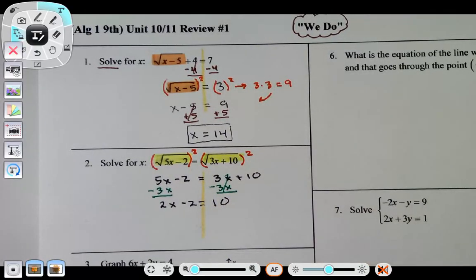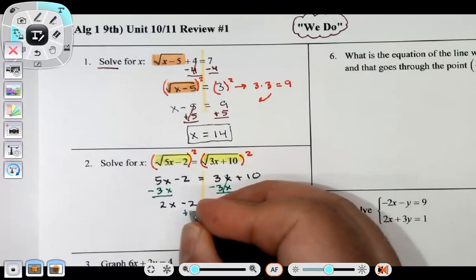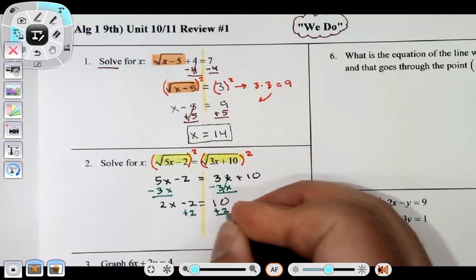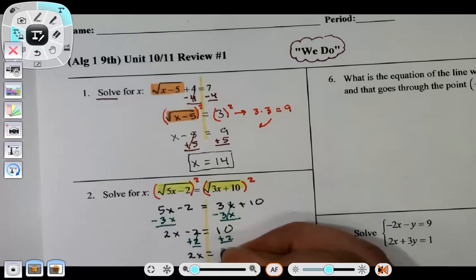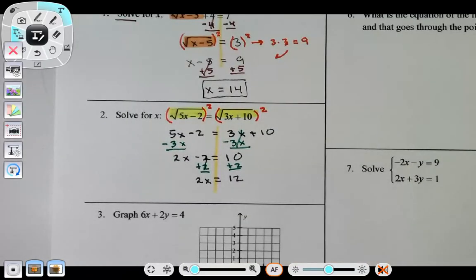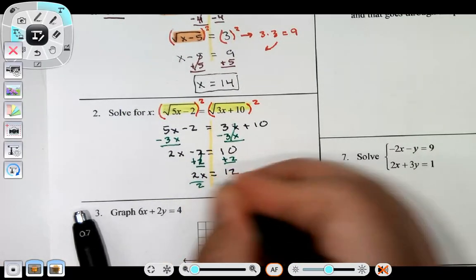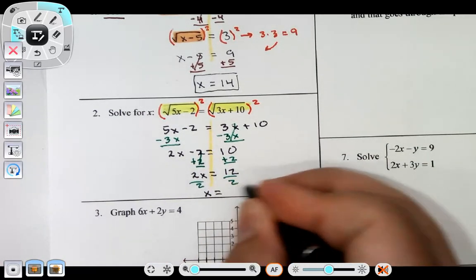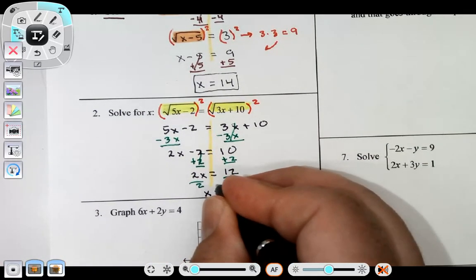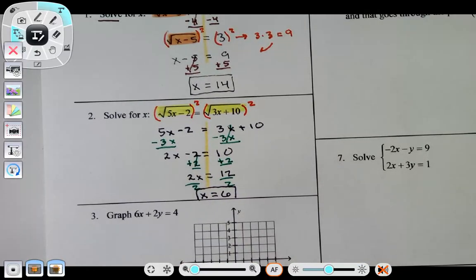Now, standard solving, we'll get rid of the adding and subtracting next. So we'll add the 2. 2x is equal to 12. And when we divide by 2, we get our final answer here, where x is equal to 6 with just enough space in there. All right, well, again, that's us using the word wall.